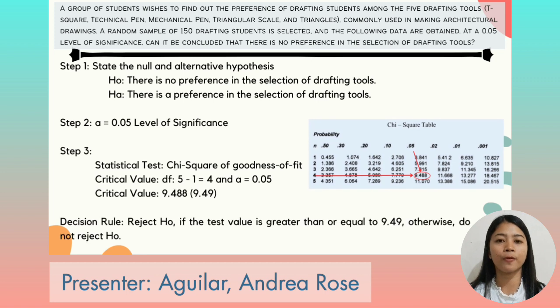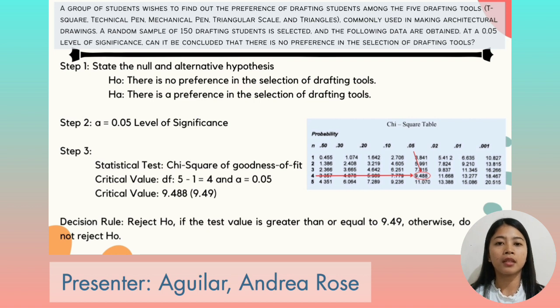This is the solution for the example of chi-square goodness of fit test. Step 1. State the null and alternative hypothesis. For the null hypothesis, there is no preference in the selection of drafting tools. And for the alternative hypothesis, there is a preference in the selection of drafting tools.